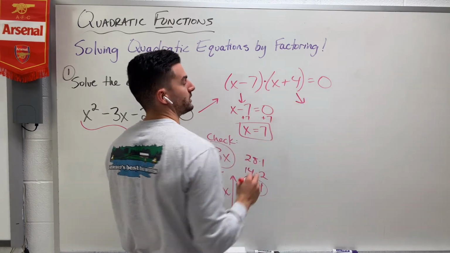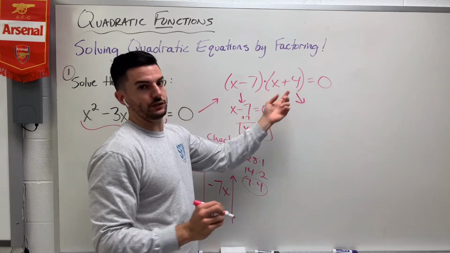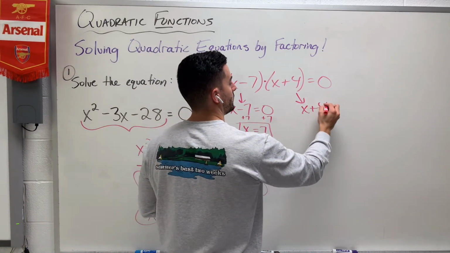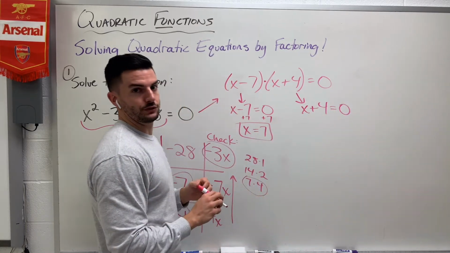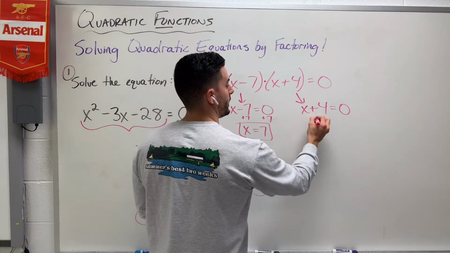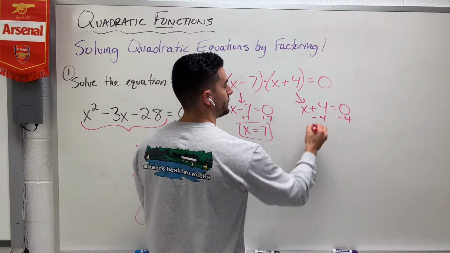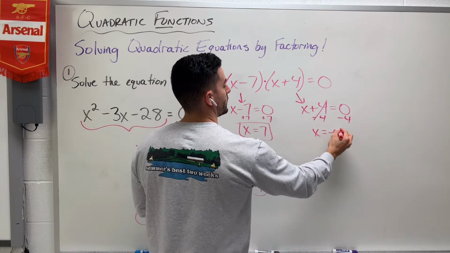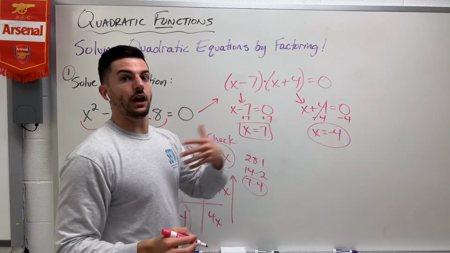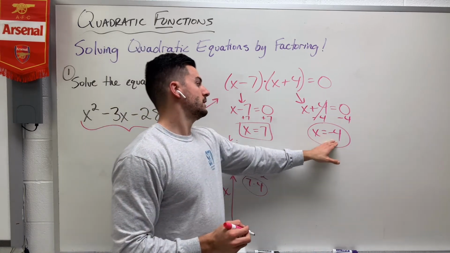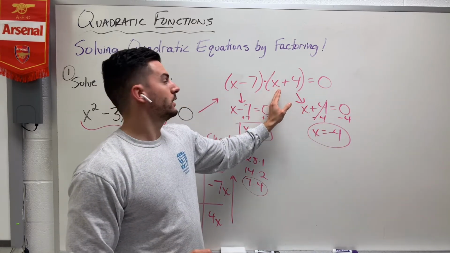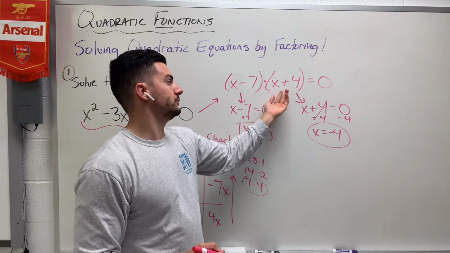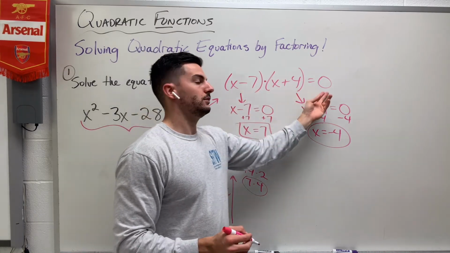Or the other possibility is, what if this group was equivalent to 0? x plus 4. What if that group equaled 0? Again, very simple to solve, right? I could minus 4 from both sides, and x would equal negative 4. So that would be another possible solution: if x was negative 4, plus 4 is 0, and 0 times whatever this group would be would equal 0.